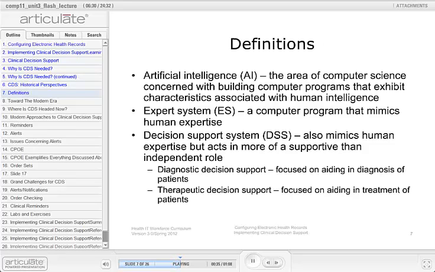Expert systems were a type of computer program developed using AI techniques that attempted to mimic human expertise, to be an expert. Decision support systems backed off from being the complete expert and attempted to play more of a supportive than independent role. Decision support is sometimes broken down into areas of diagnostic decision support, focused on aiding in the diagnosis of patients, and therapeutic decision support, focused on aiding in treatment.